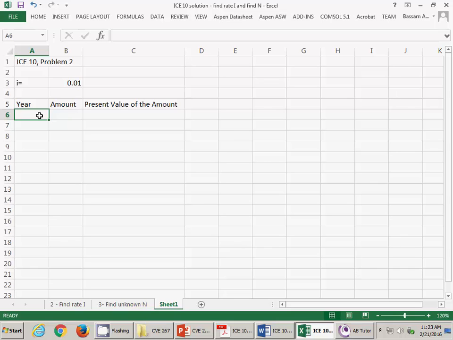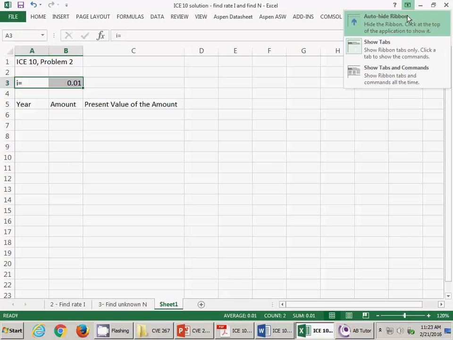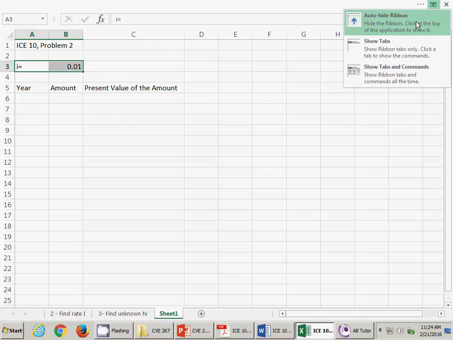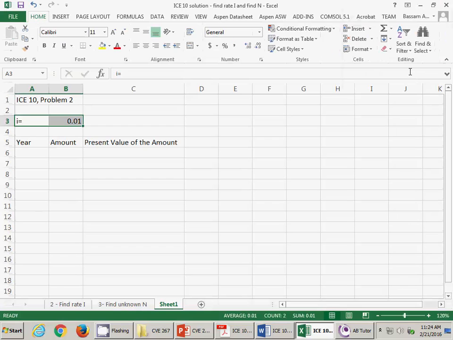You can do formatting. If you want to make it look pretty, you could center these. Show the ribbon. I don't want that. Oh man, that's even worse. All right, so if I want to center it, I'll go like that.